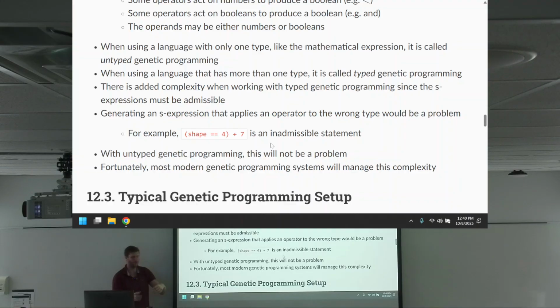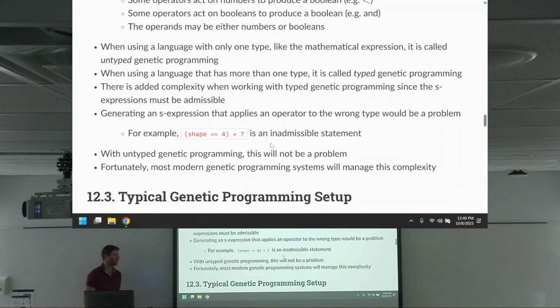If you make a GP system all on your own, you'd have to figure that out. But most GP systems have a mechanism for being like, here's this operator and it acts on Booleans and Booleans. And you can say, here's plus and it acts on number and number. But here's another one where it's plus and it acts on this and this, for example.